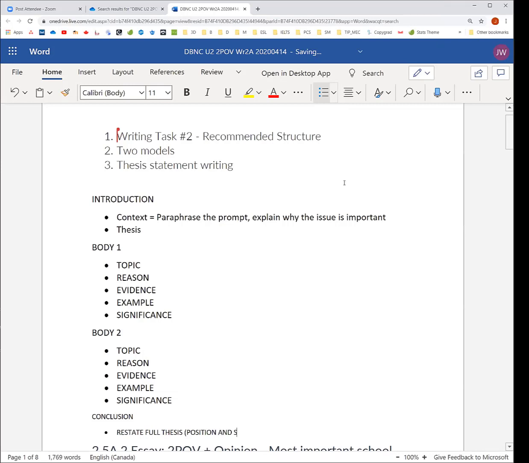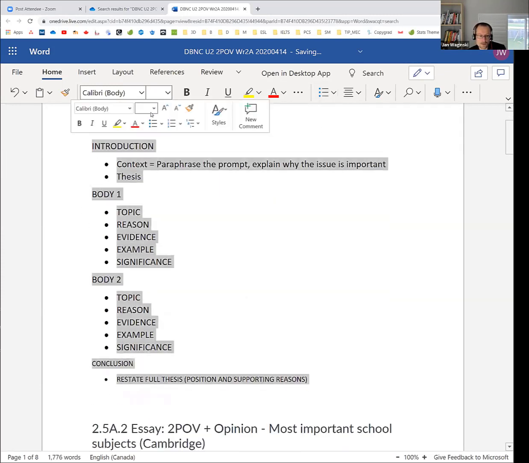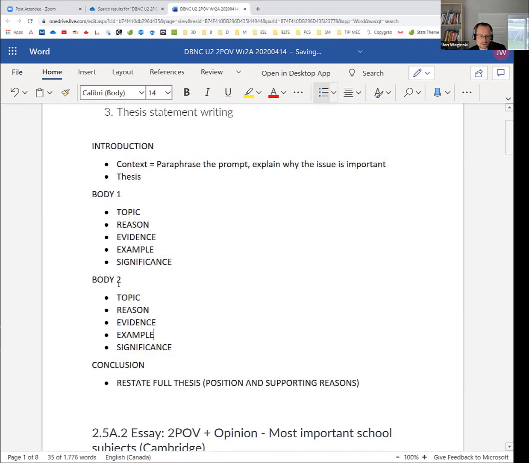We don't write our opinion. You're going to put your opinion, it's going to be body paragraph 2. Okay. Body paragraph 1 is going to be the side you disagree with. Body paragraph 2 is going to be the other side, the side you agree with. Okay.